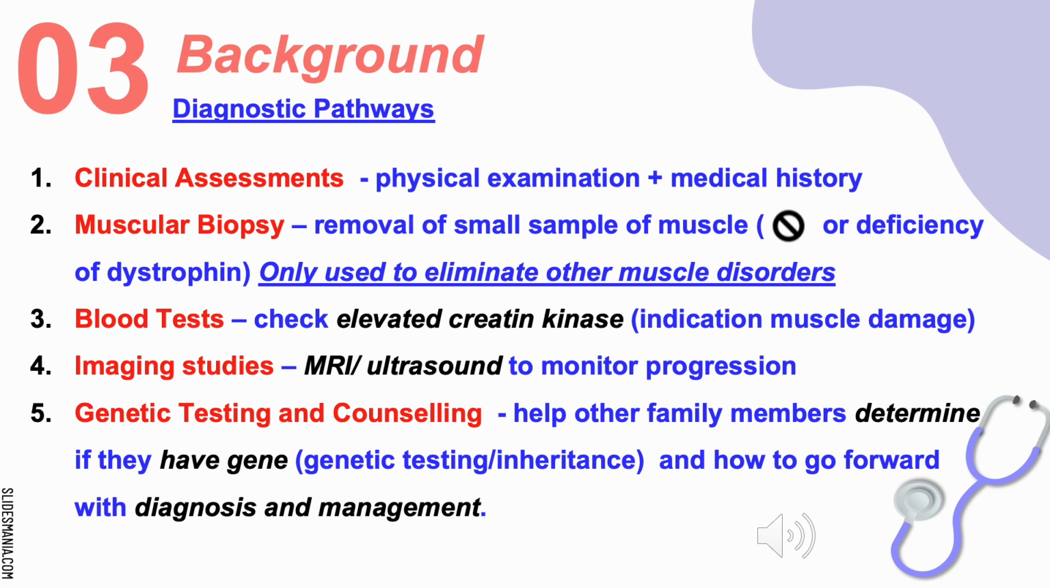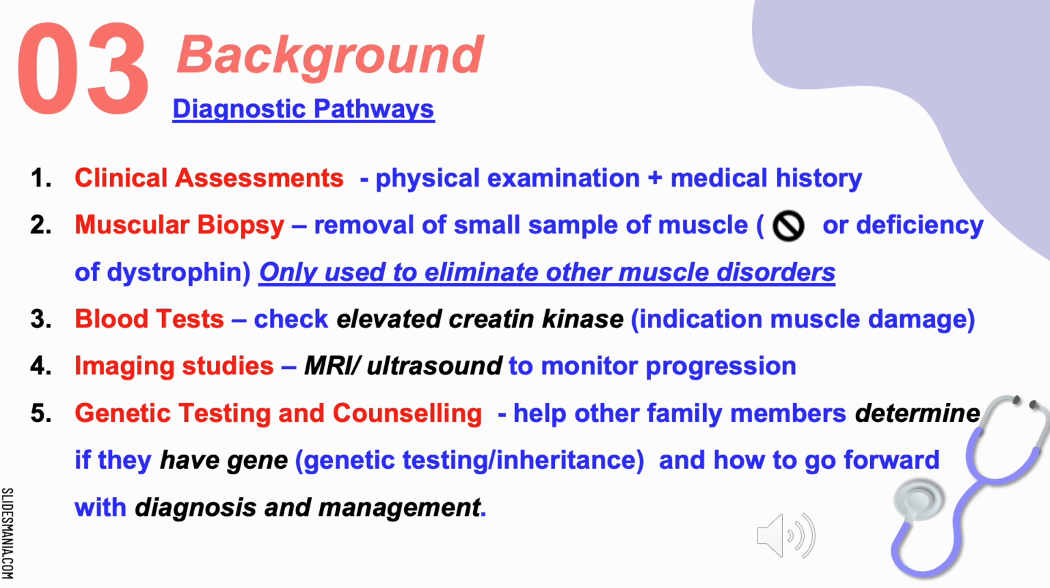Elevated levels of CK can indicate muscle damage and can confirm DMD. At number four, we have imaging studies. Imaging studies include magnetic resonance imaging, which we know as MRI, or an ultrasound to evaluate muscle structure and function. These imaging studies are also used to monitor the progression of the disease.